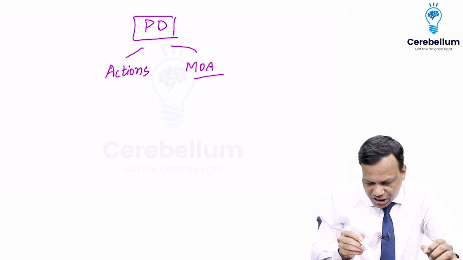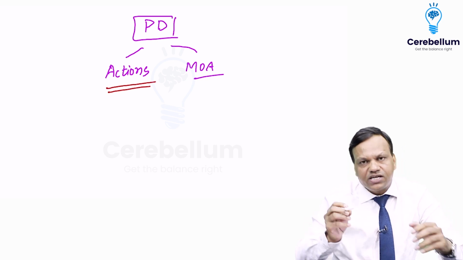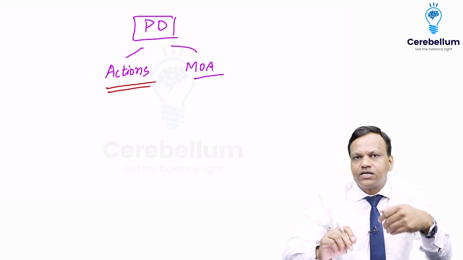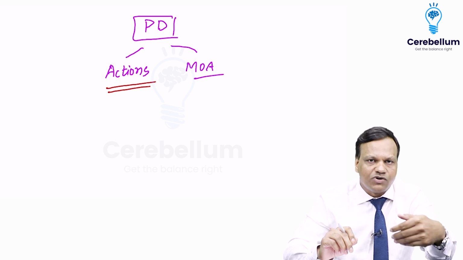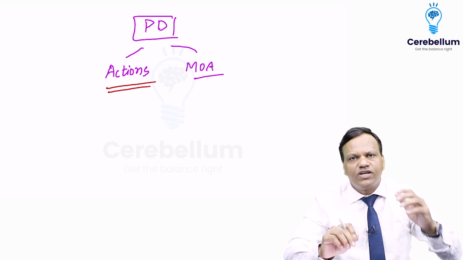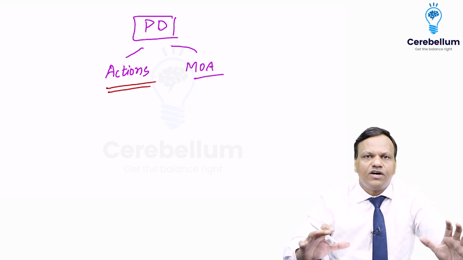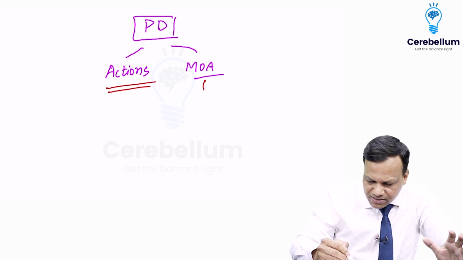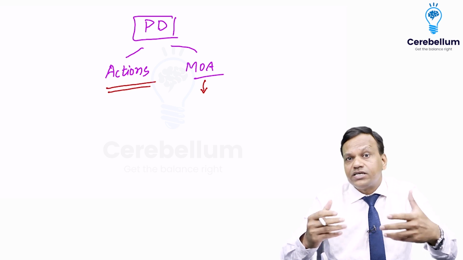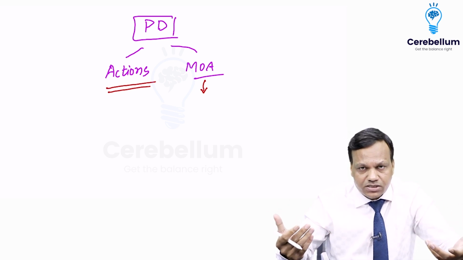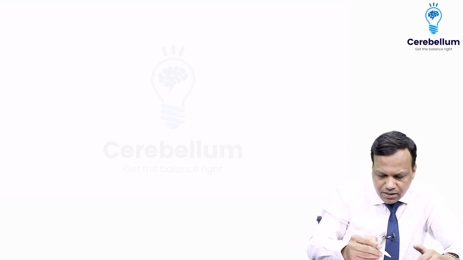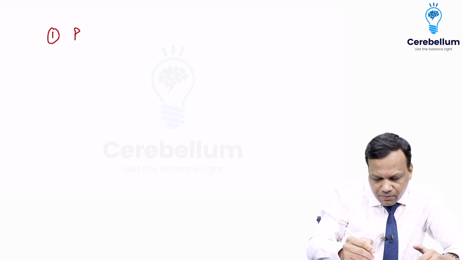So actions we will distribute in various chapters. We'll see the effect of drugs on the autonomic nervous system, cardiovascular system, CNS. We'll divide it into various chapters throughout pharmacology. So here we will discuss the general mechanism by which a drug can work. Generally, how a drug works, the drug may work by a physical mechanism.